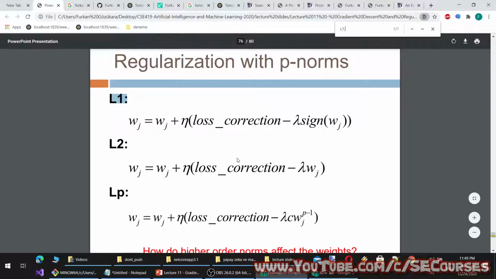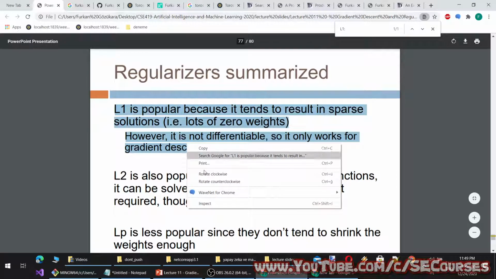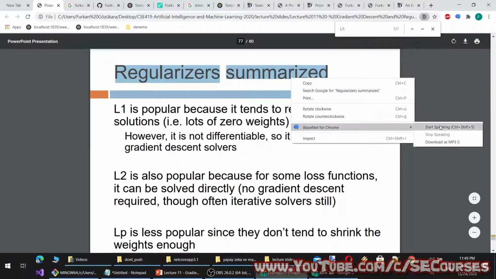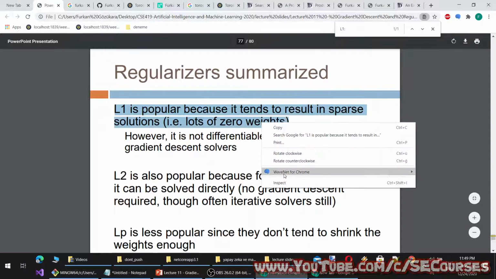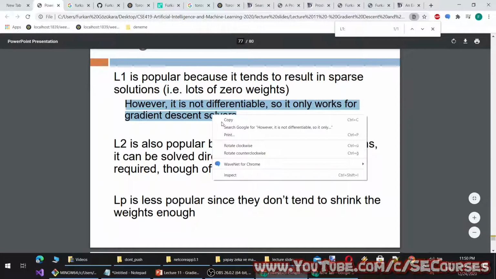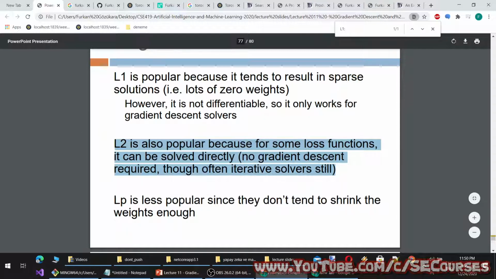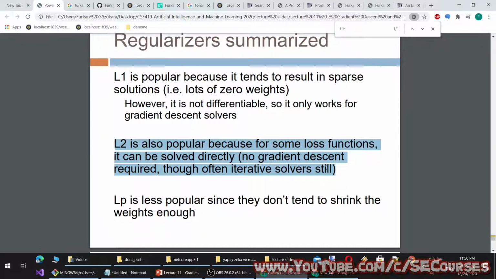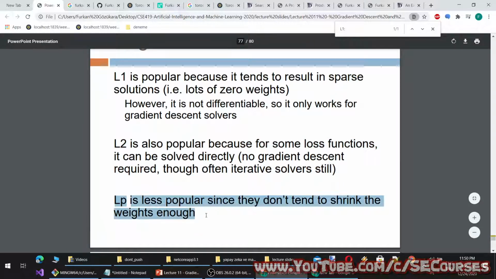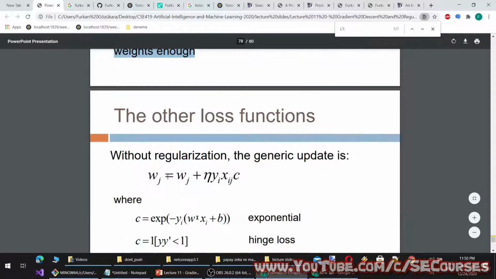You see, this is how they are in mathematical terms. Regularizers summarized. L1 is popular because it tends to result in sparse solutions, i.e. lots of zero weights. However, it is not differentiable, so it only works for gradient descent solvers. L2 is also popular because for some loss functions, it can be solved directly, no gradient descent required, though often iterative solvers still. Lp is less popular since they don't tend to shrink the weights enough.